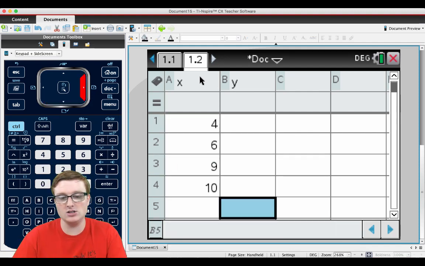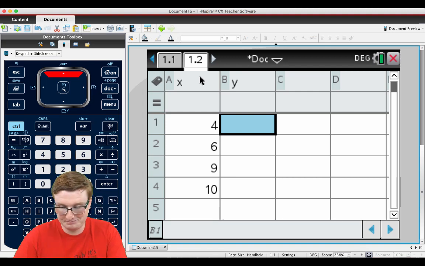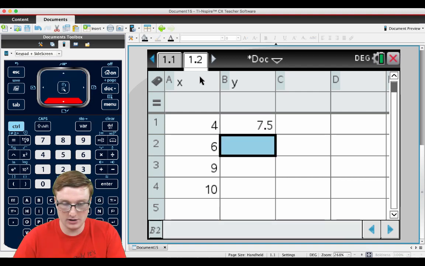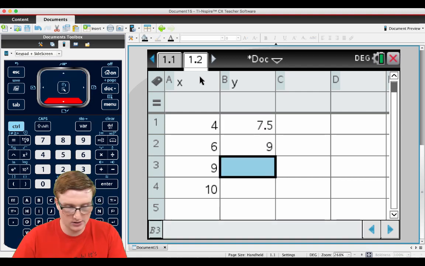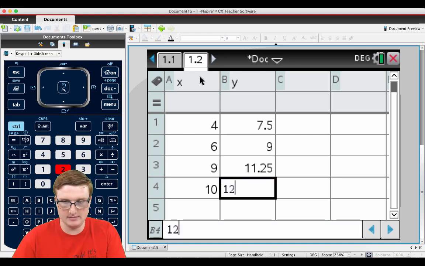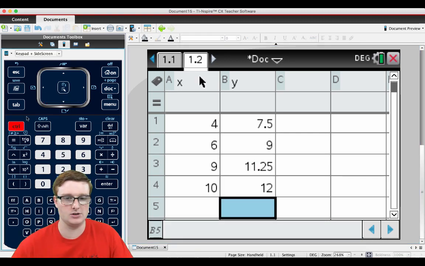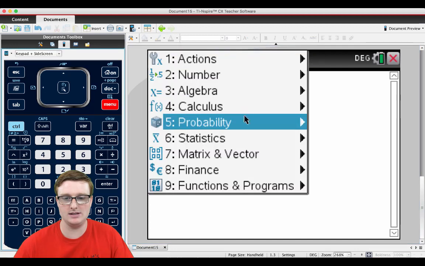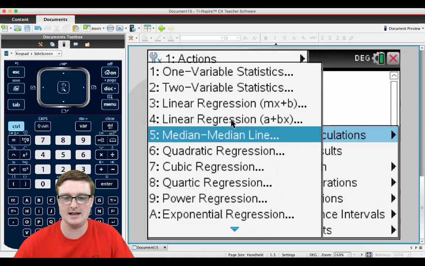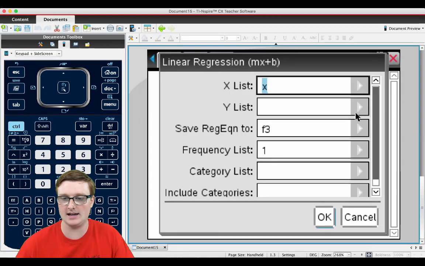Now, listen, you could easily determine this by hand, but it's kind of far to go down to the y-intercept, so I'm going to just type these in. All right. Control doc, add a calculator, menu, statistics, stat calculations, linear regression. That's your x, that's your y.